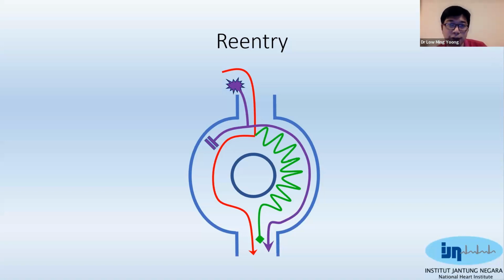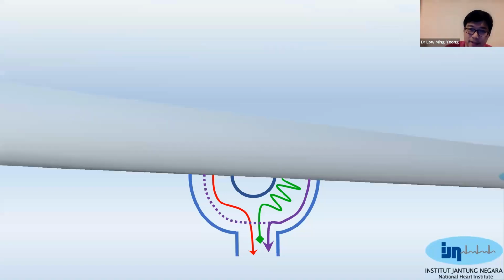But because it's slow, by the time it reaches the end, it can now depolarize up the fast pathway. Then this will go round and round and round, and you form AVNRT. Okay, this is most common, but this can happen anywhere. It can even happen in your ventricle if you have scar tissue and normal tissue. Scar tissue will be slow, normal tissue will be fast. Same thing happens. Atrial, same. You have atrial fibrosis causing slow conduction, and you have normal atrium. Same thing, you cause reentry. Okay, this is the basis of reentry.